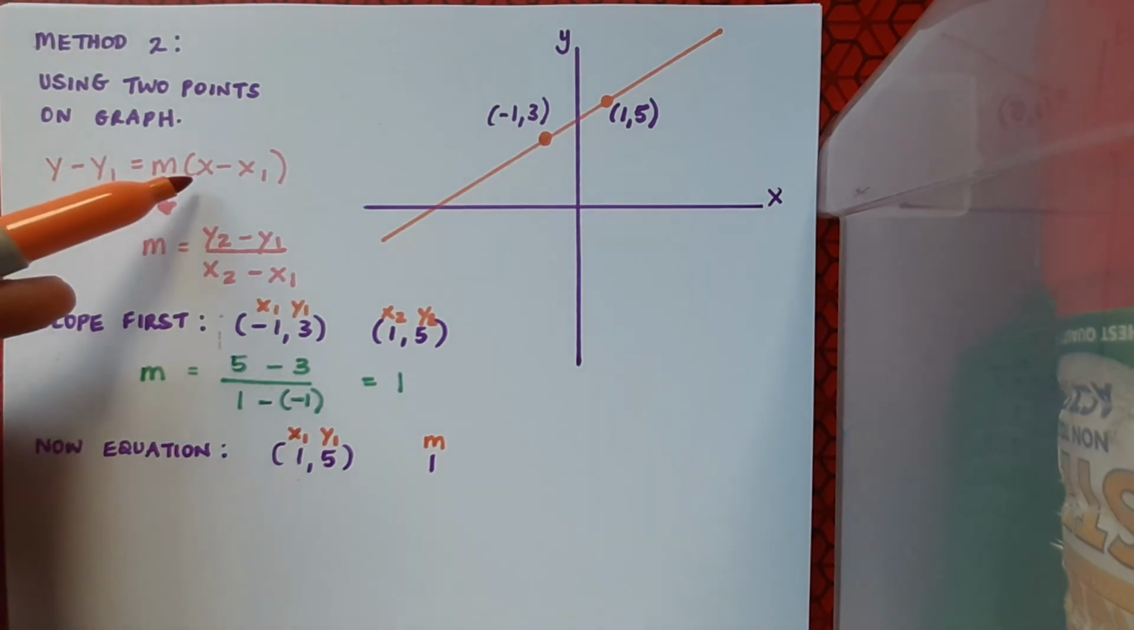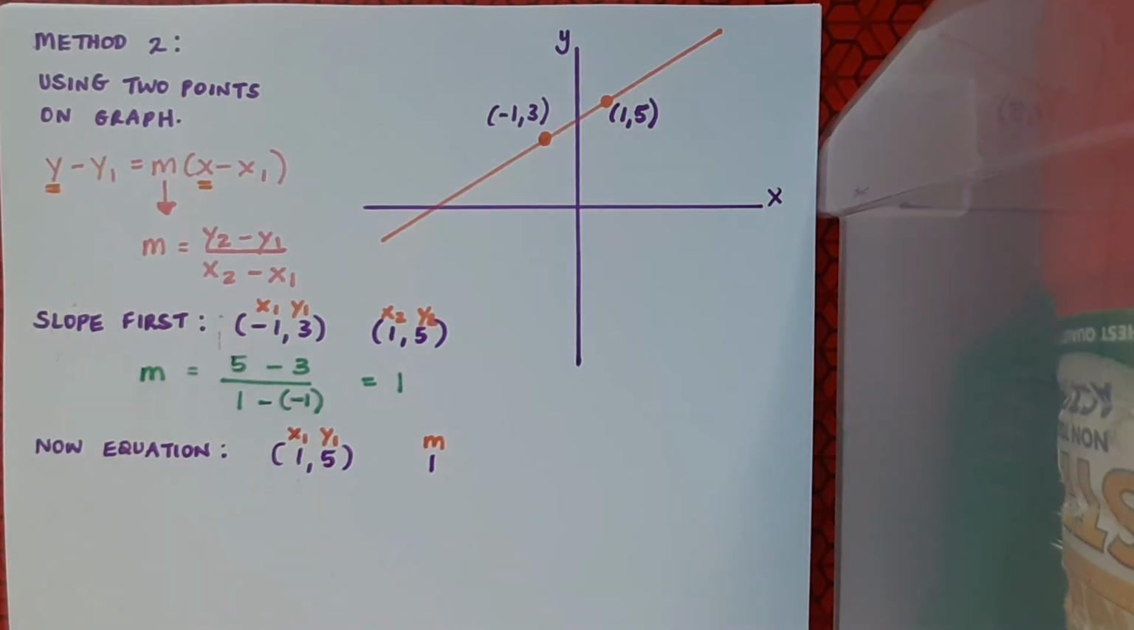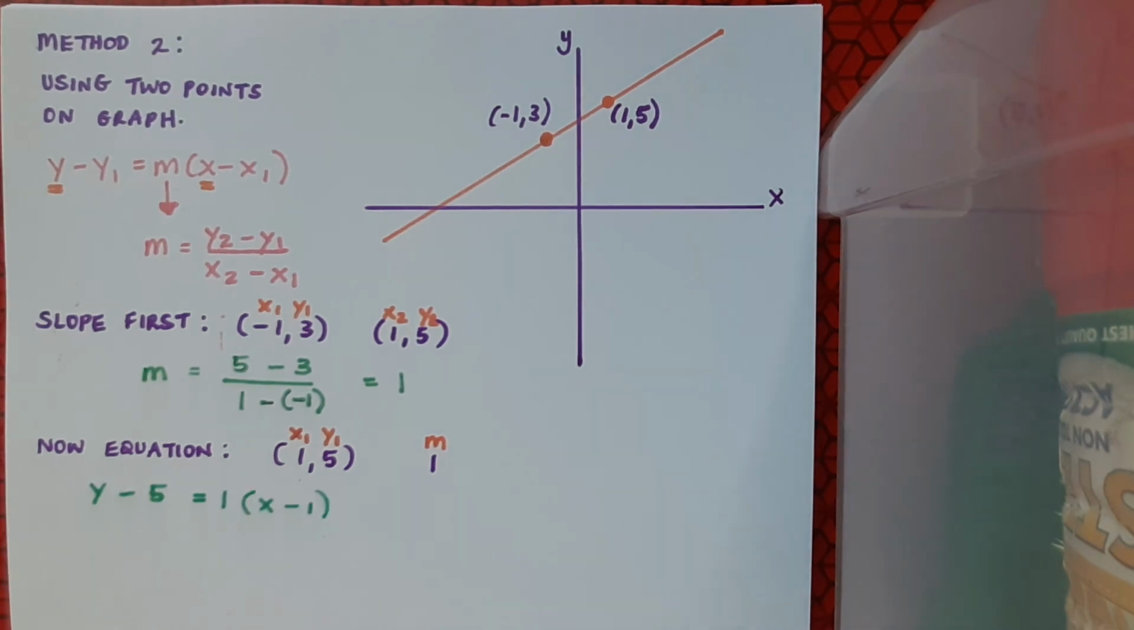And now I'll fill this information into my formula for the equation of the line. The y and the x just stay as y and x. So when I fill in, it'll look like this. y minus y1 first, which in this case is y minus 5, equals m, which is my slope, in this case that's 1, times x minus x1.